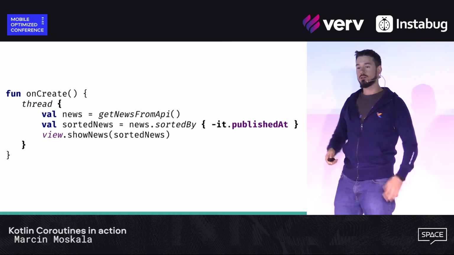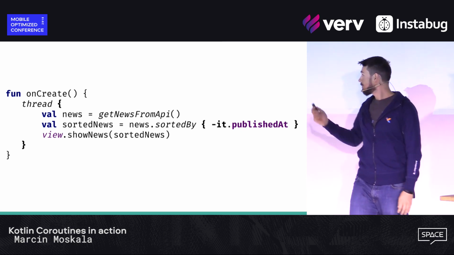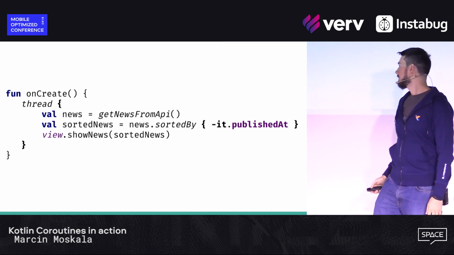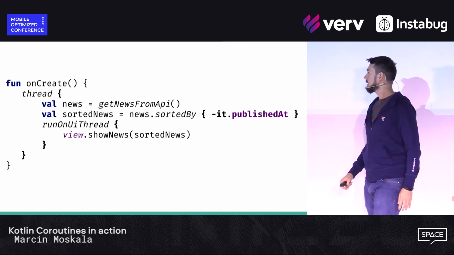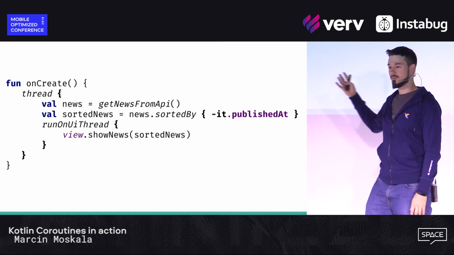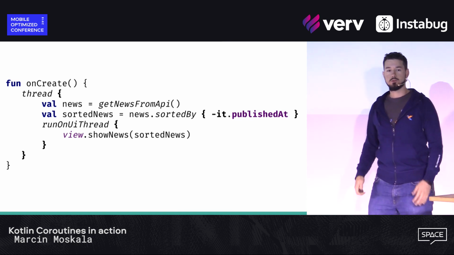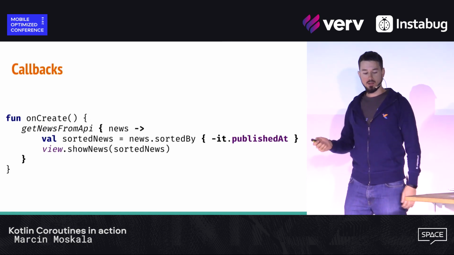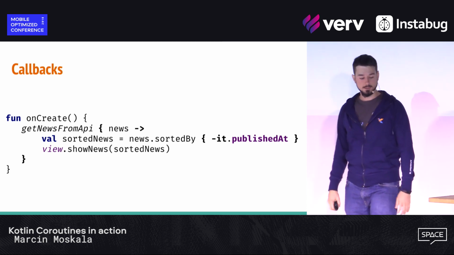To fix that, we need to run it on a separate thread. But again, right now we cannot show this data on a separate thread. We need to switch back to the main thread, and this is a working solution which looks very bad. It's far from what we had at the beginning. And there are a few ways to deal with this problem. And the very simple one is to use callbacks.